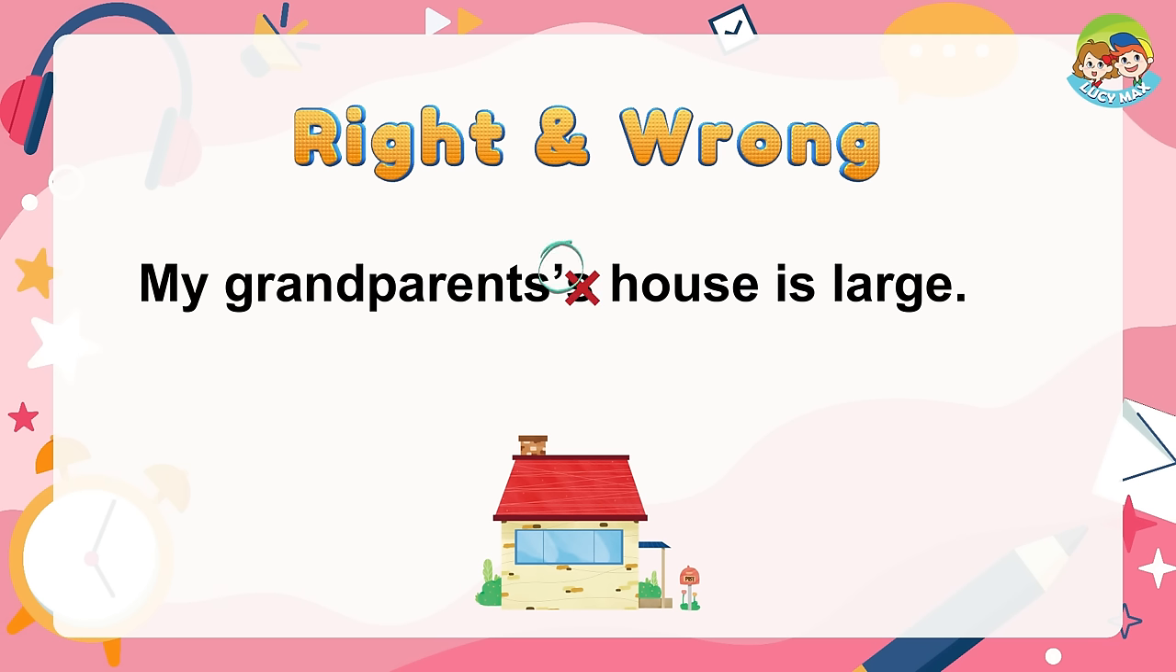Next. He catches bugs. The verb catch should have an ES because it ends with CH. He catches bugs. Jane, try hard. Try should have IES. Jane tries hard. Once again, this should have IES. Jane tries hard.